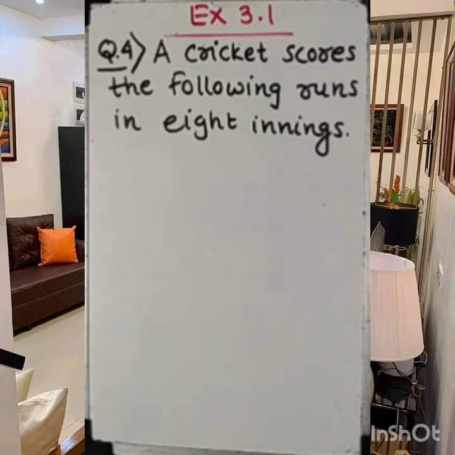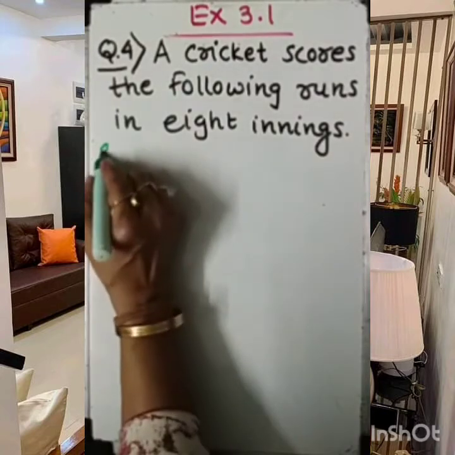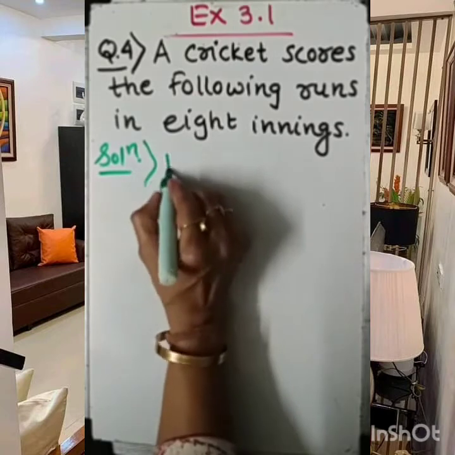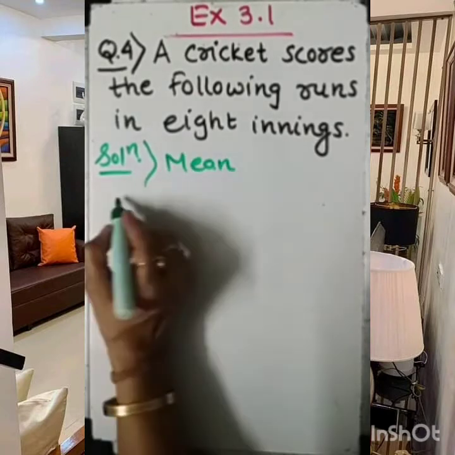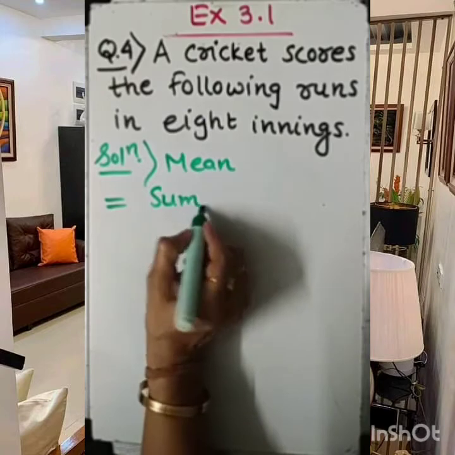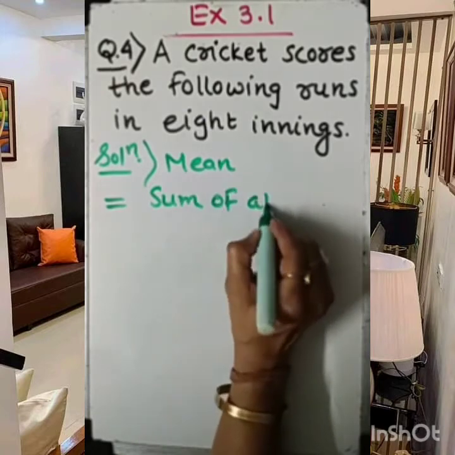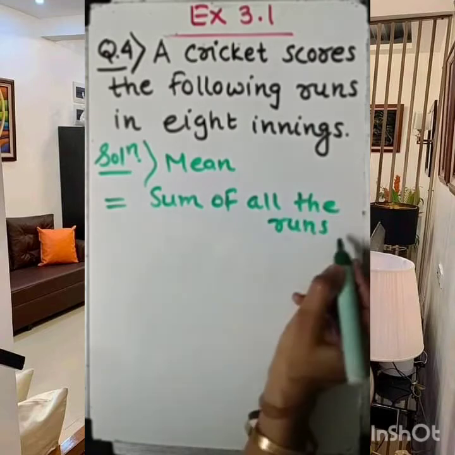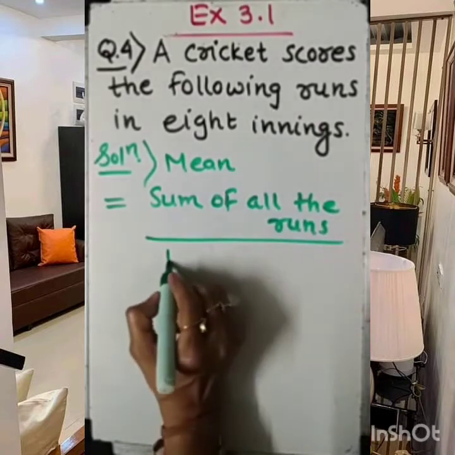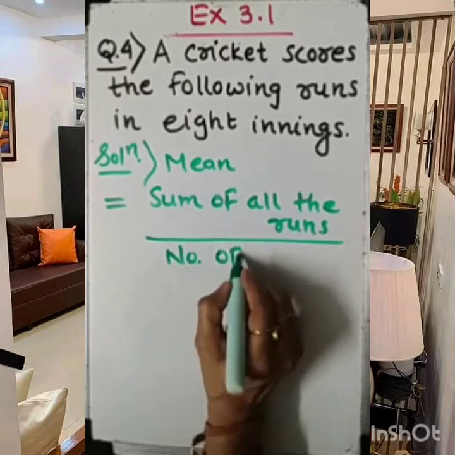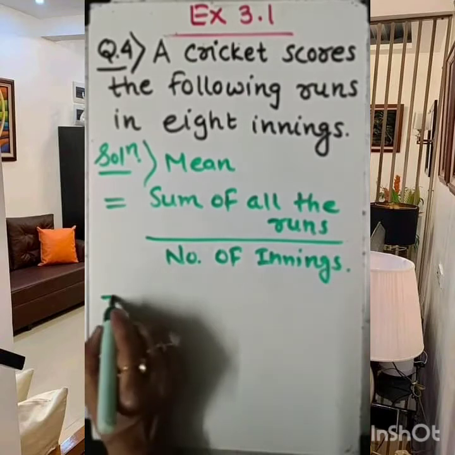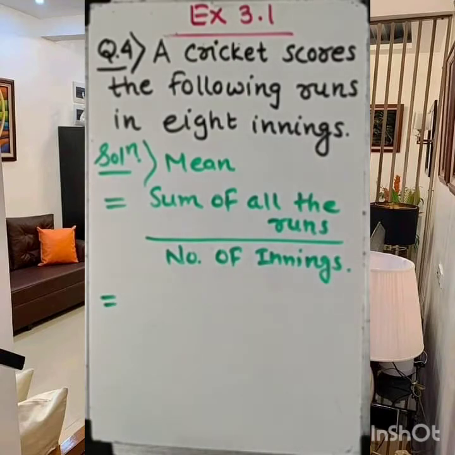So my dear student, let's begin the solution. The solution says the formula is mean equal to sum of all the observations. Here we need to write sum of all the runs, because the observations are the runs we are given. And number of observations means number of innings. So in place of number of observations, we can mention number of innings.